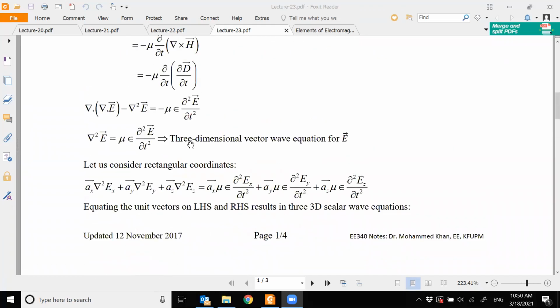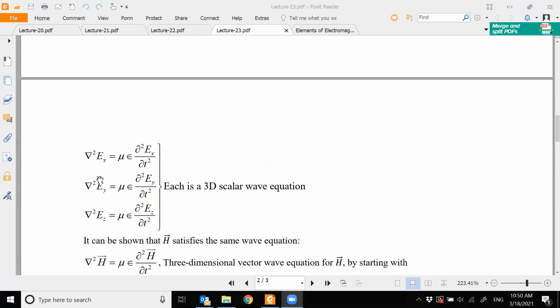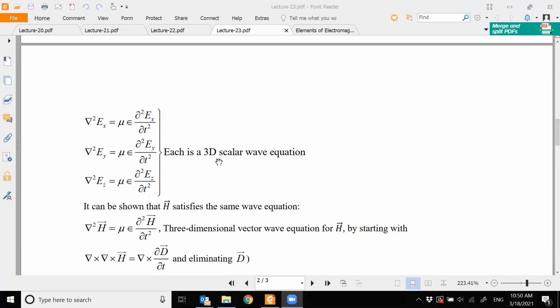So now the 3D vector wave equation, we have removed the vectors, and now we have only scalar equations, but they are all again three-dimensional because Ex can be a function of x, y, z, Ey can also be a function of x, y, z, and Ez can also be a function of x, y, z.